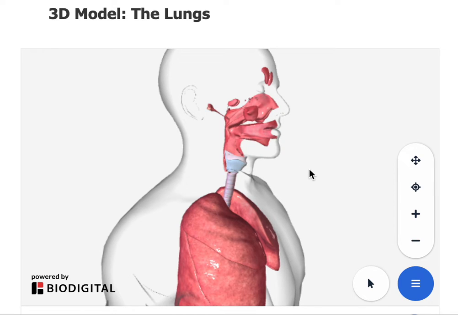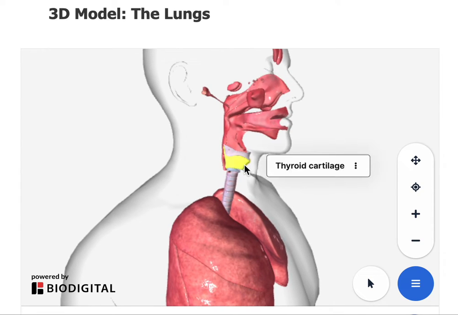Next, I want to talk about the larynx. It consists of 9 cartilages that are interconnected with muscles and ligaments. The largest of the cartilages is the thyroid cartilage, which is most known for the Adam's apple. Inferior to the thyroid cartilage is the cricoid cartilage, right below there.